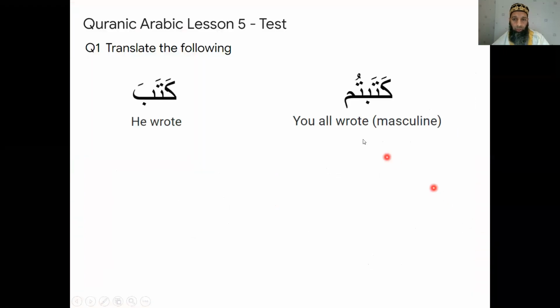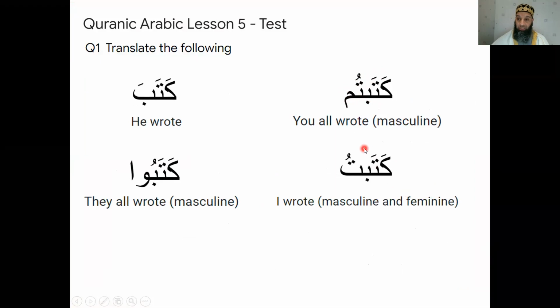Right. So katabtum means you all wrote. You just have to remember that tum added onto a root word makes it you all did that verb, masculine. So all it's doing is reproducing that table that we did. If you learn that table well, these are the same words in the table. So katabu, remember the oo makes it into they all did that verb. So they all wrote.